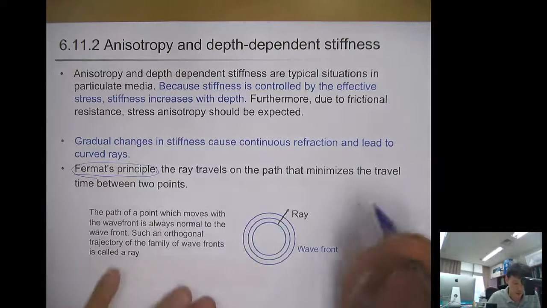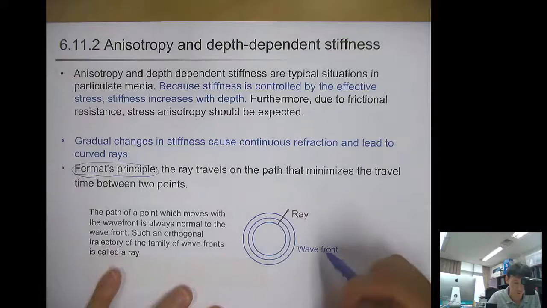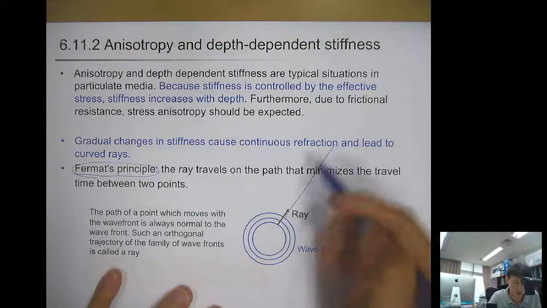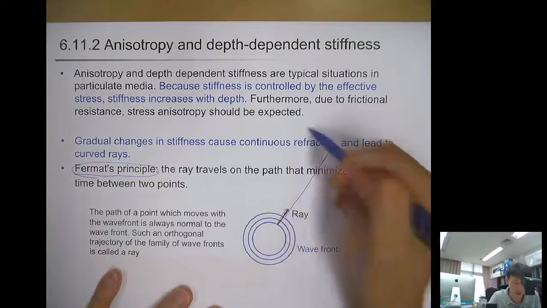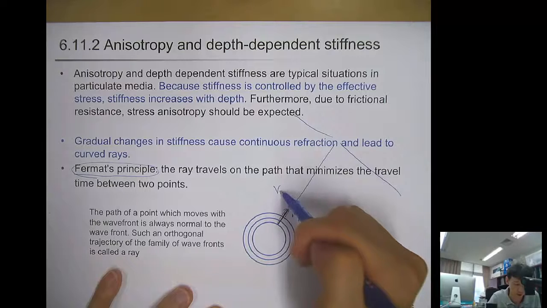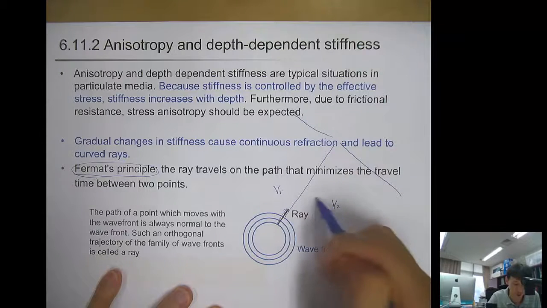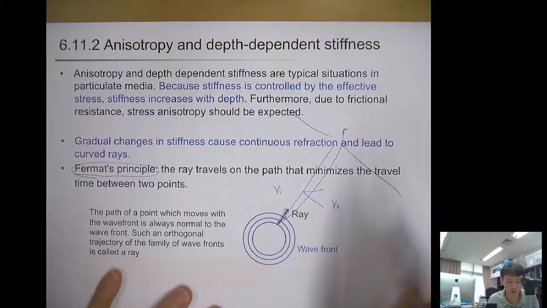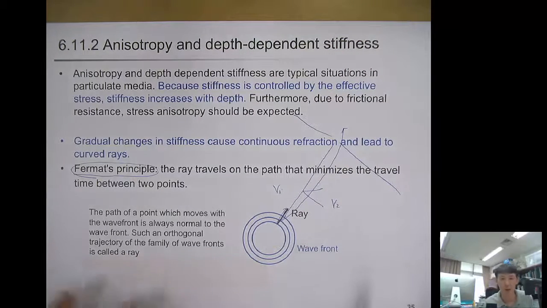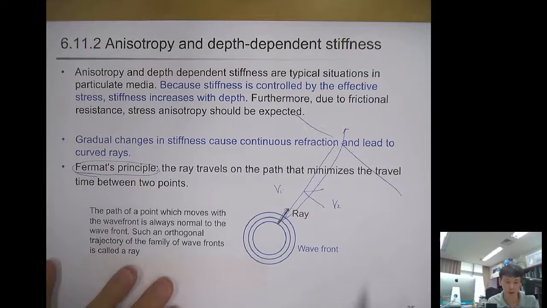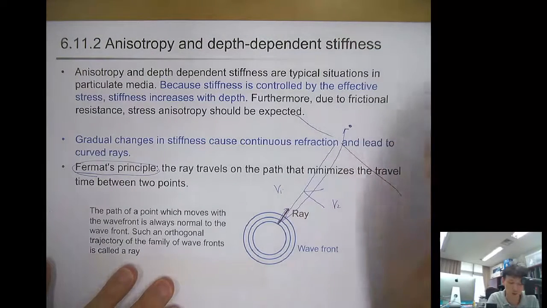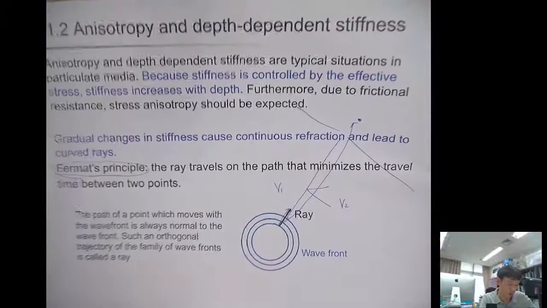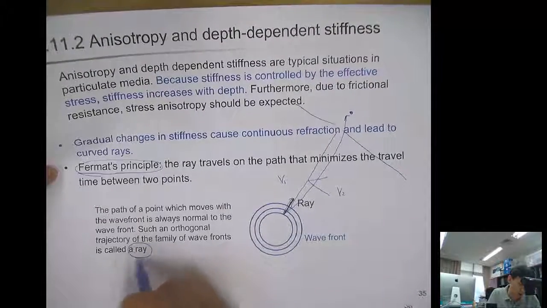So when you think about the wave propagation in 2 different media, let's say that the ray goes in, and we have V1 and V2. If V2 is much higher, then it's going to go over this curved path to get to the receiver from the source, and it's called a ray.